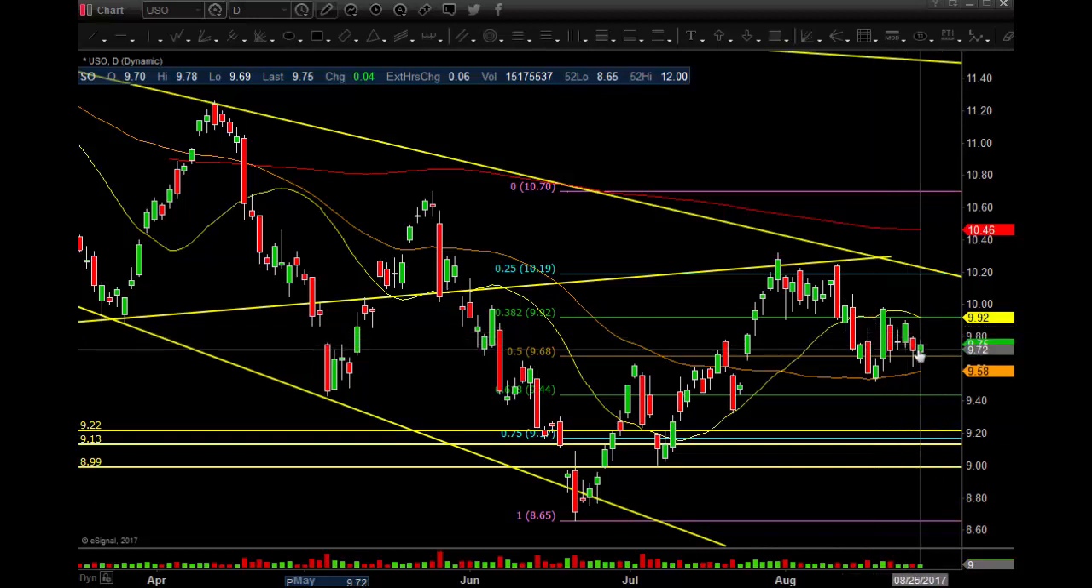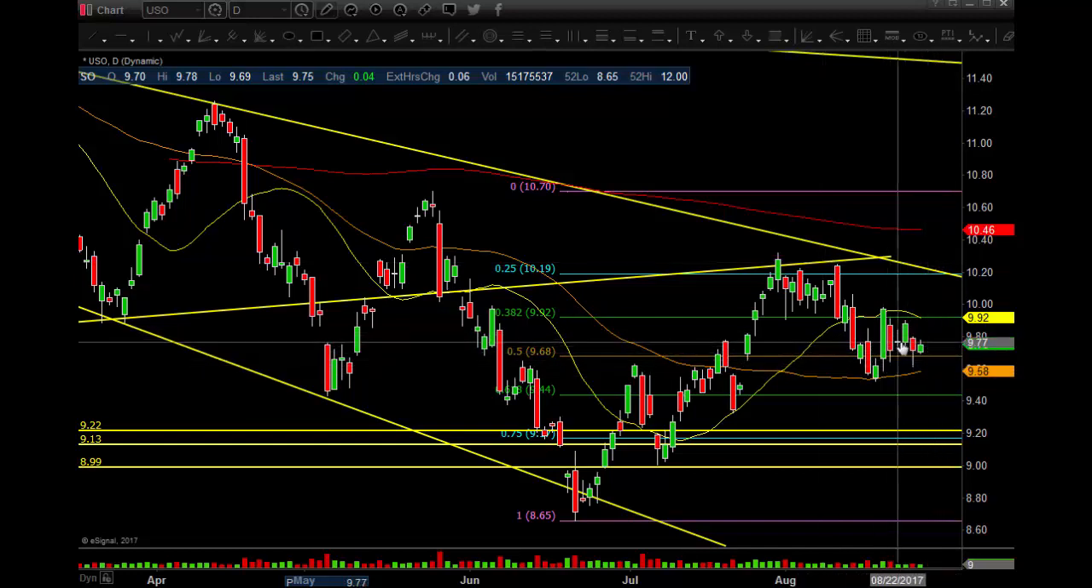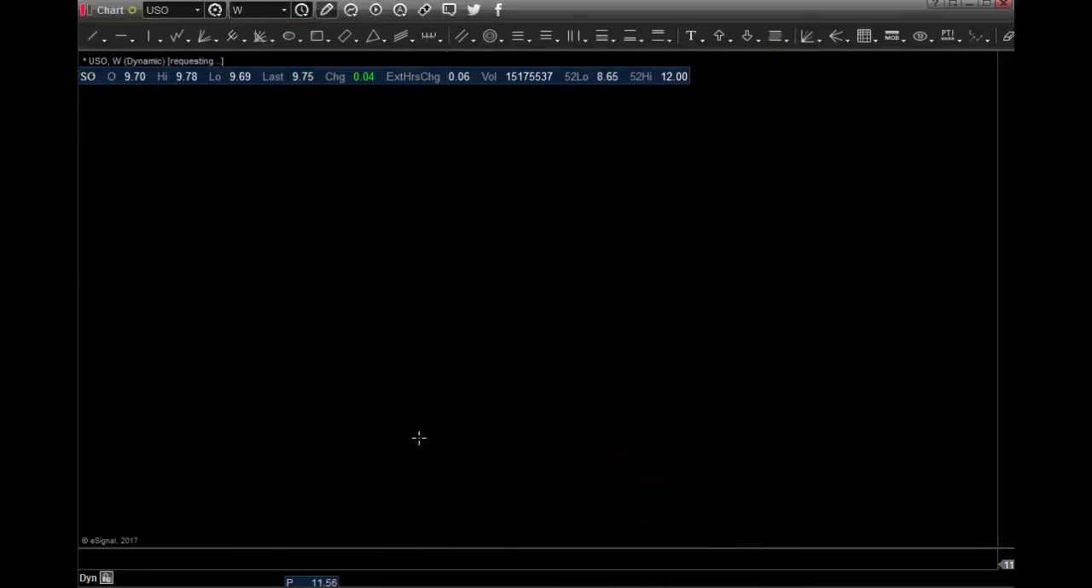It's really not telling us too much other than a little bit of chopping and above the 50 MA here and holding strong in the last couple days. Let's see what happens with the central bankers and see what they want to do. Let's go to the weekly chart though.